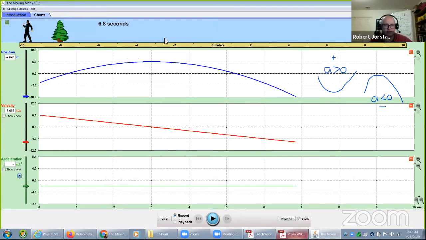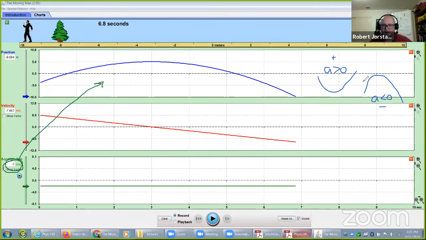In this case, A was a negative number. Concave down, it looks like this case. It doesn't look like that case. So we see that a negative acceleration gives a concave down graph.